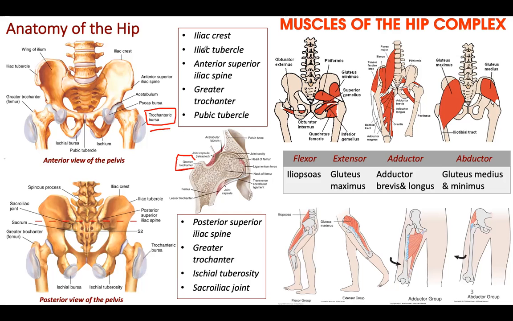You need to know the location: what's the iliac crest, what's the iliac tubercle, where is the anterior superior iliac spine and posterior superior iliac spine on the back, and the ischial tuberosity and sacroiliac joints.